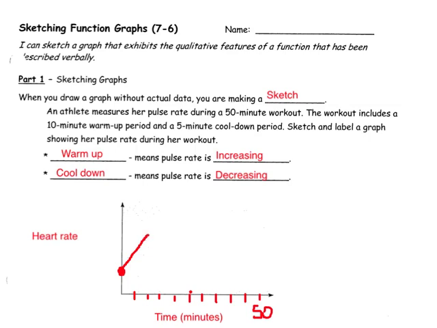And then once she warms up, her heart rate might increase a little bit, or it might stay constant depending on what kind of activity she's doing. So we'll say that she's doing some kind of an activity where it stays at a pretty constant rate. Her heart rate is pretty steady. And then it comes time for her to cool down, and she does a 5-minute cool down period.